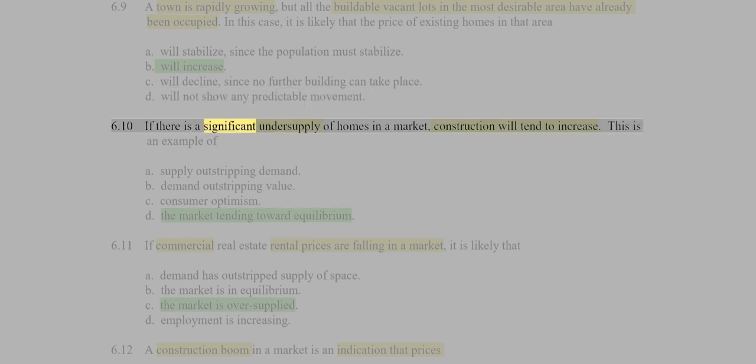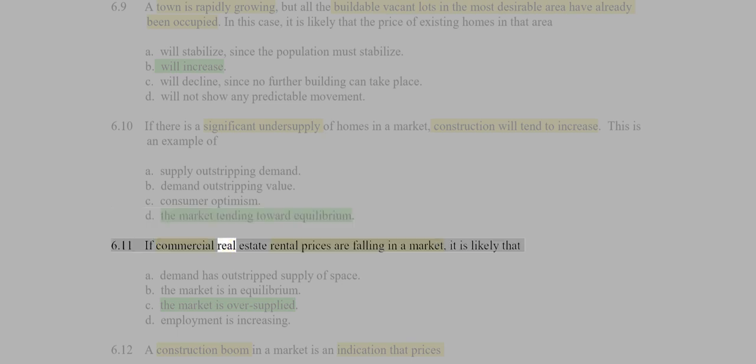6.10. If there is a significant undersupply of homes in a market, construction will tend to increase. This is an example of A. supply outstripping demand. B. Demand outstripping value. C. Consumer optimism. D. The market tending toward equilibrium.